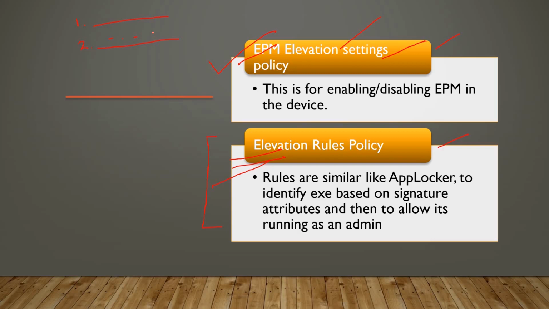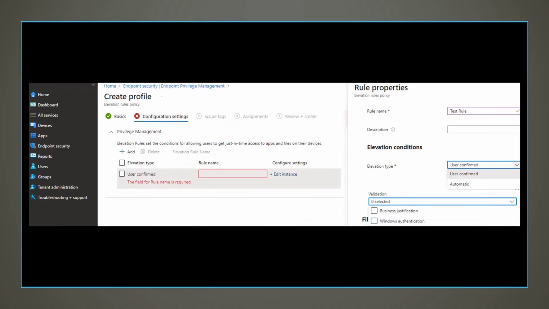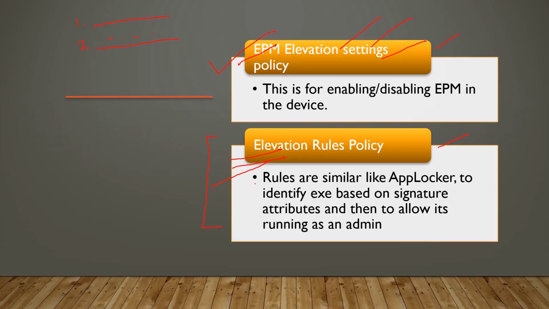Okay. Now once we have made the elevation setting, all of that is in place. Now the next thing that we can do is create something called an elevation rule. In the elevation rule, what we are doing is whitelisting a specific application. What this means is, let's say that I make an EPM policy, and in this EPM policy, over here in the elevation rule policy, I select an application called VLC Media Player.